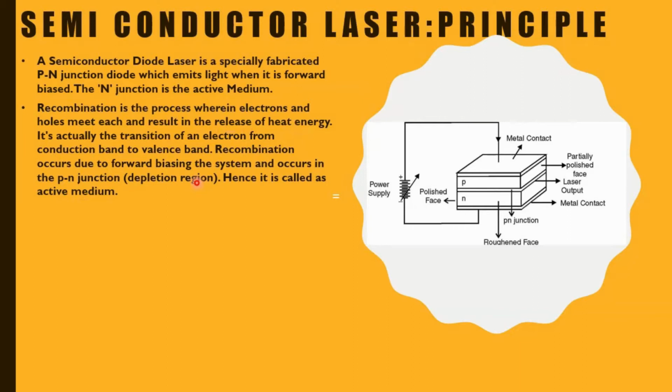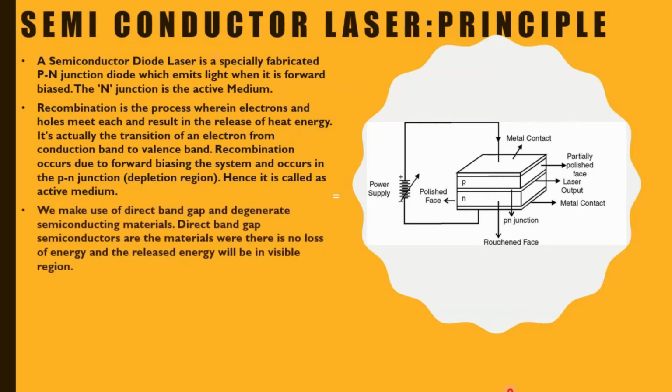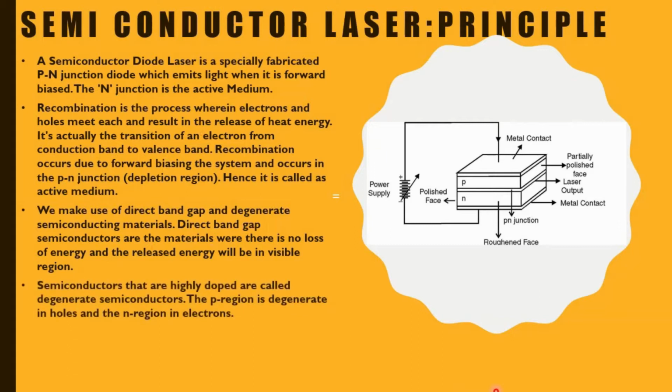You need to write all of these points for the principle of the semiconductor laser. Now we make use of a direct band gap and degenerate semiconducting material. First we will see what a direct band gap is. Direct band gap semiconductors are materials where there is no loss of energy, and the released energy can be seen in the visible region. This is what a direct band gap is, which is stated here. Now we will see what a degenerate semiconductor is.